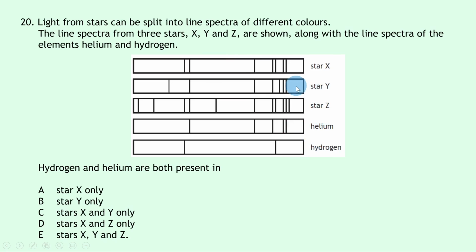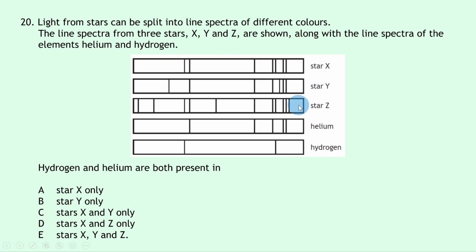For star Y, we can see that helium, we've got these two lines and these two lines, and we've then got these two, but you'll see that this one doesn't appear in this place here. And for star Y, we've also got a line over here which doesn't appear in helium and hydrogen. So that means that both helium and hydrogen are not present in star Y. Lastly, we've got star Z.